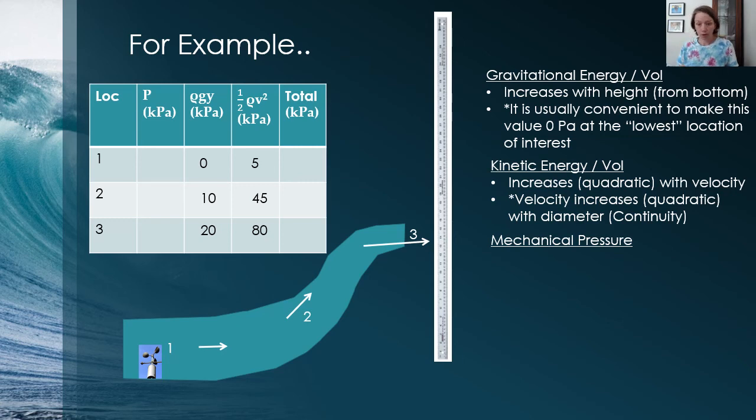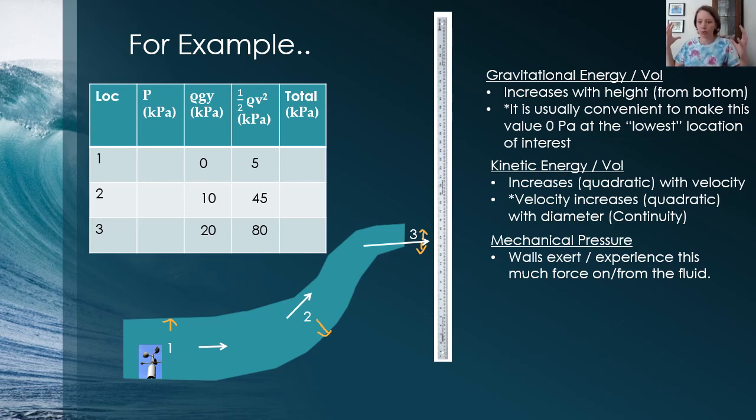The third part is the mechanical pressure, the third term. Now, reminder that the walls exert or experience this much force on or from the fluid. So I'm really looking for how hard is the fluid pushing on the wall at location 1, how hard is it pushing on the wall at location 2, and how hard is it pushing on the wall at location 3. Well, that's actually a really tricky thing to measure by and large. Without a force plate or something embedded in the wall of the pipe, it's hard to know how hard things are pushing out until they burst your pipe, and then you know all too well how hard it was pushing.